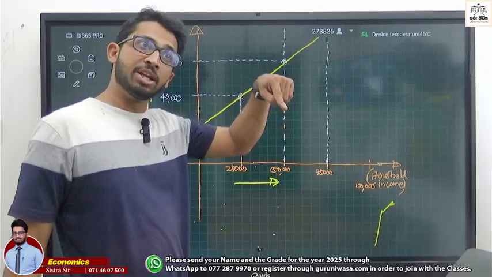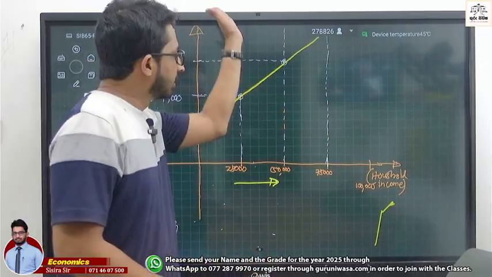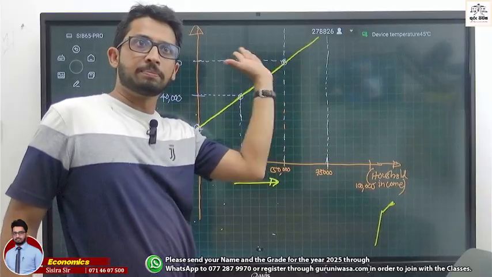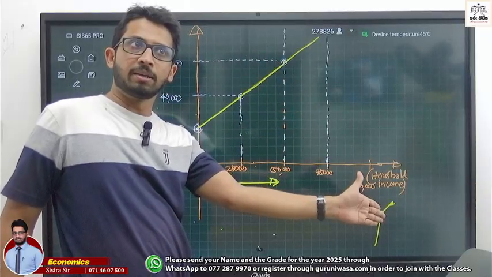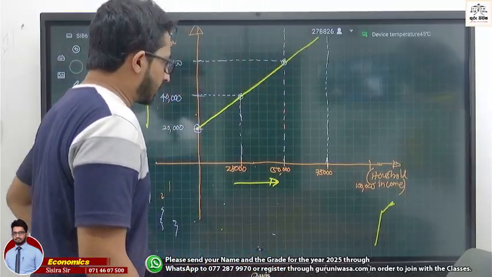When there is a negative relationship, when variables change in different directions, the curve becomes downward sloping. Right? I think you know these. Okay, let's go to the second question.